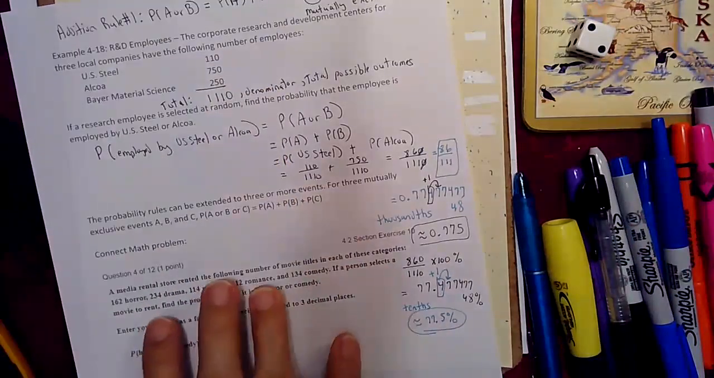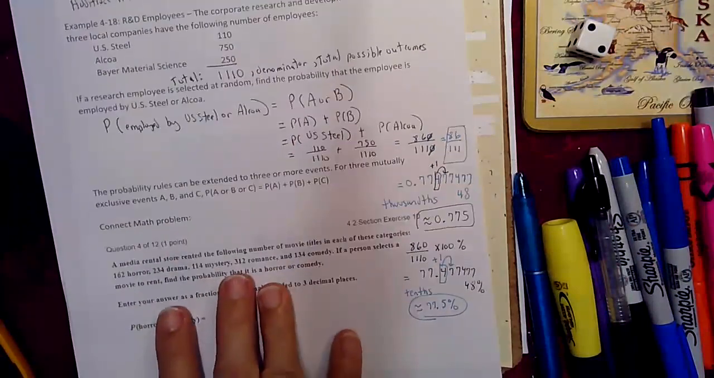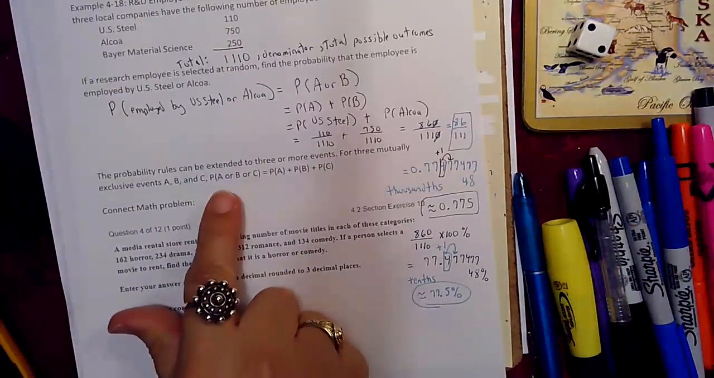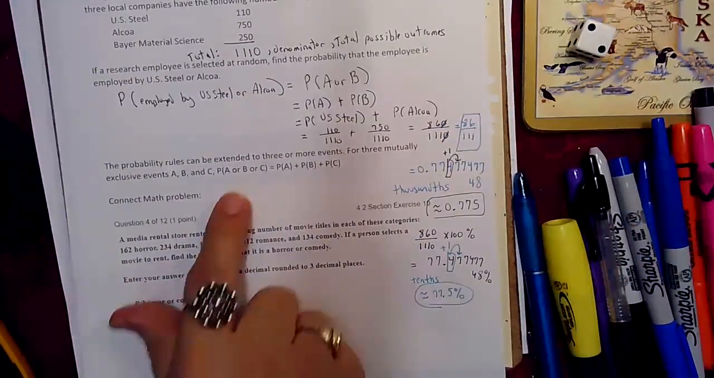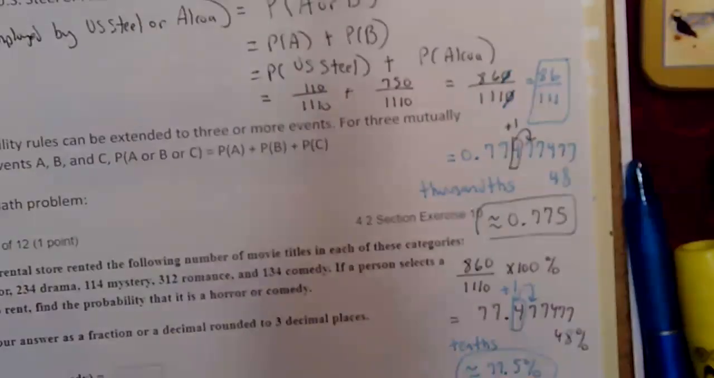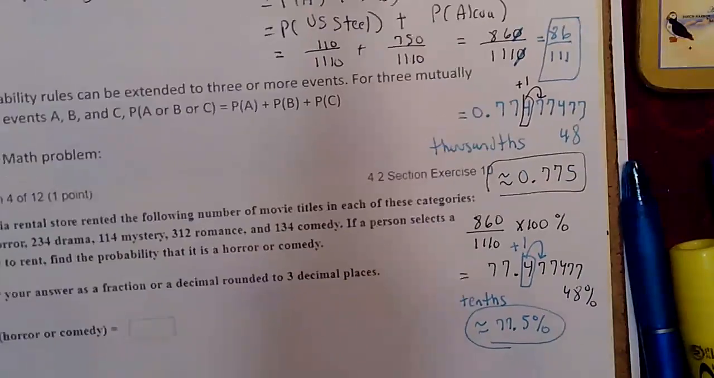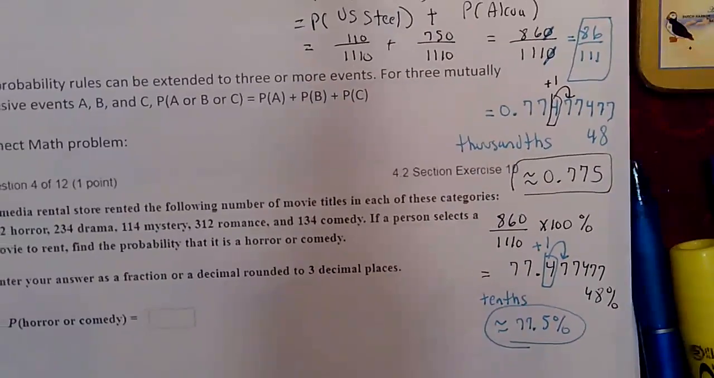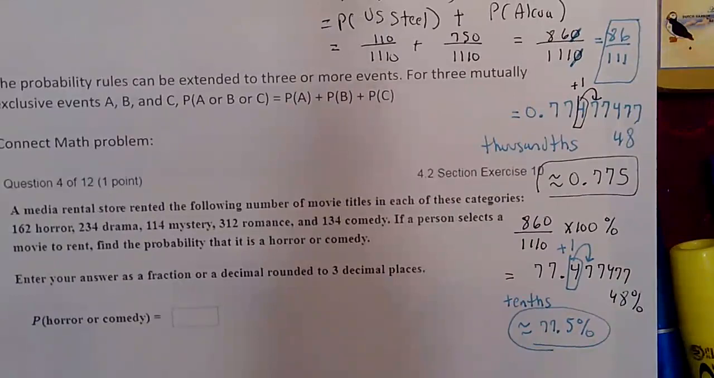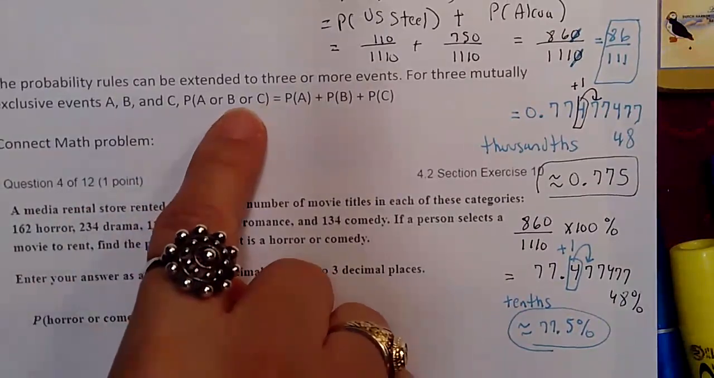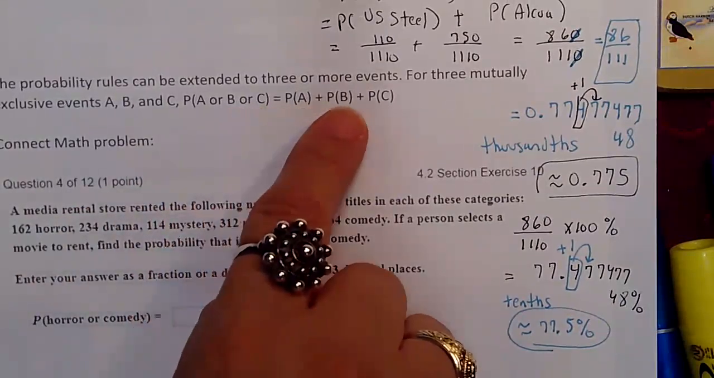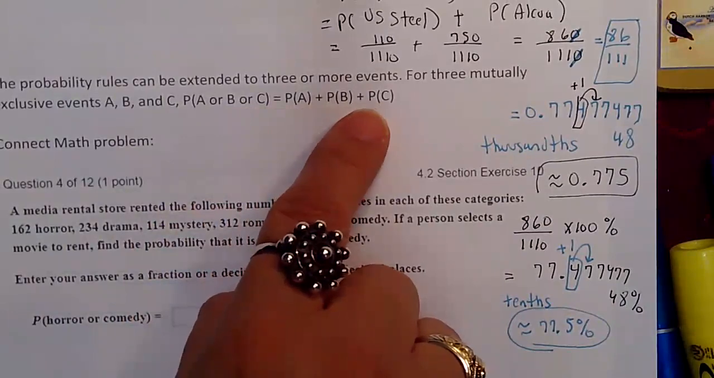Okay, and this is telling you that the rule can be applied, extended, they say, to three or more events. So you see they have probability of A or B or C: probability A plus probability B plus probability C. Okay.